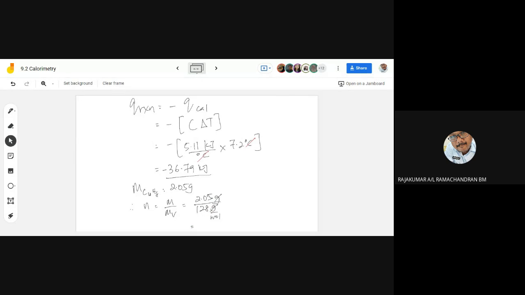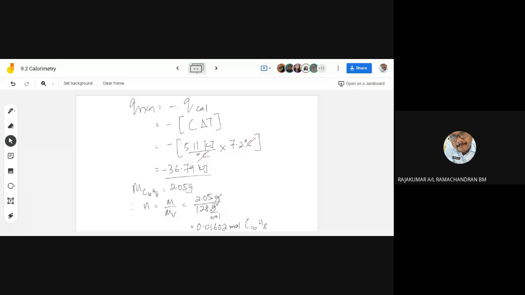2.05 divided by 128. I get 0.016 mole. Okay, 0.016 boleh lah. Ataupun kita ambil sekejap sebab dia ada 3 angka berarti, so saya ambil extra lah, 0.01602 mole. Mole naphthalene C10H8 pula. Okay, that is the one.